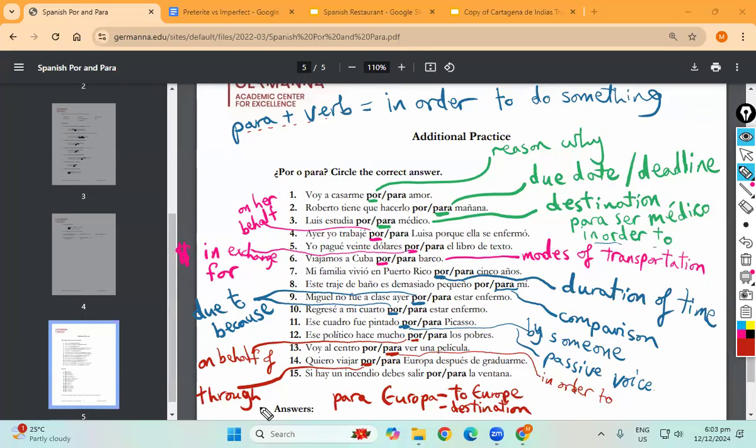All right, last one. Si hay un incendio, debes salir por o para la ventana. If there is a fire, you have to leave. Which one? Through the window, right? I'm not sure that's really great advice, but for the sentence, this also means through, right? If I said if there's a fire, you have to go para la ventana, that means you have to head towards the window. Right? But that's again a different meaning.